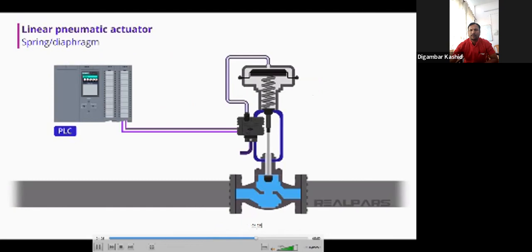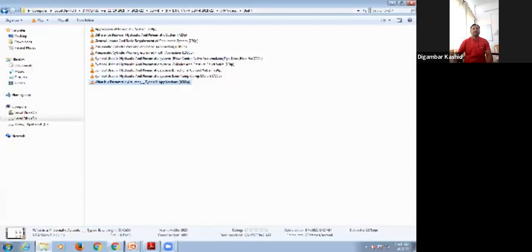Let's look at a typical example. The PLC analog output card produces a 4 to 20 milliamp current.